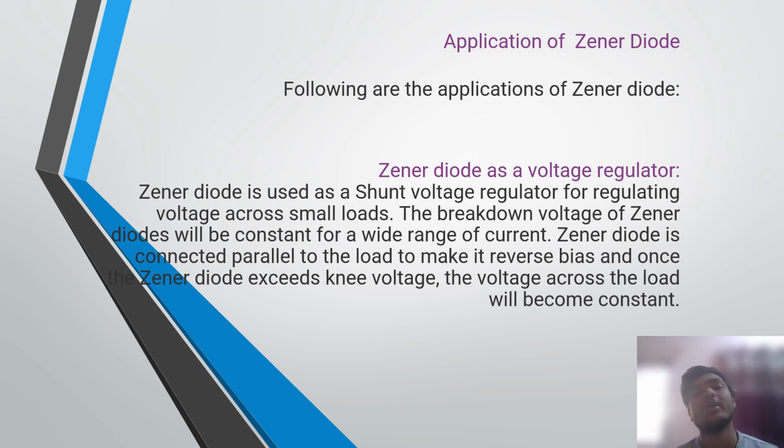Applications of a zener diode. The following are applications of the zener diode. Zener diode as a voltage regulator. A zener diode is used as a shunt voltage regulator for regulating voltage across a small load. The breakdown voltage of a zener diode is constant for a wide range of current. The zener diode is connected in parallel to the load in reverse bias, and once the zener diode reaches its breakdown voltage, the voltage across the load becomes constant.